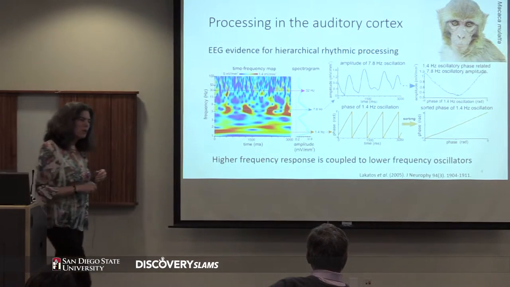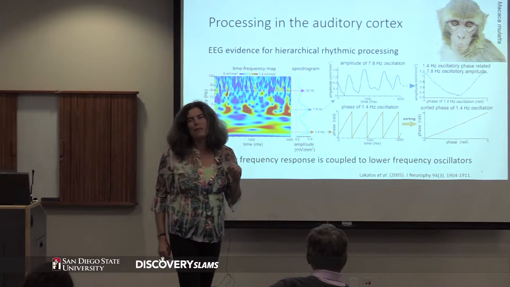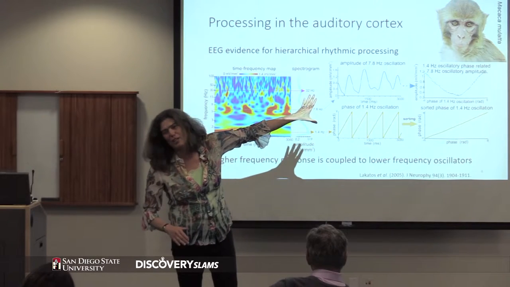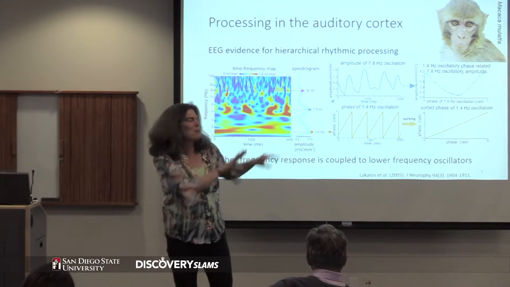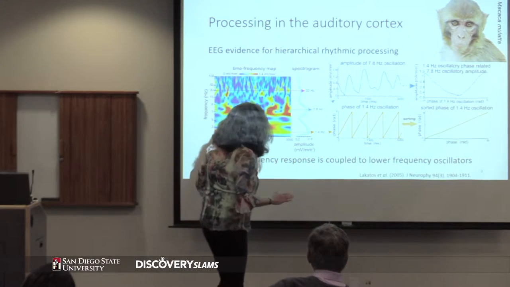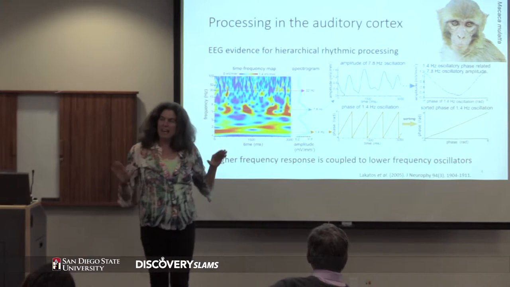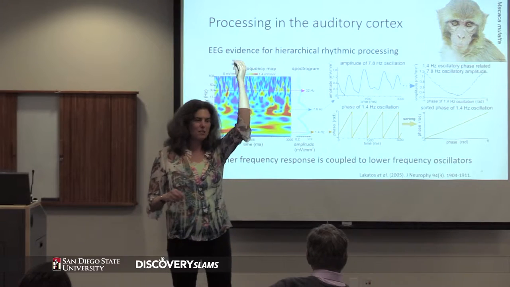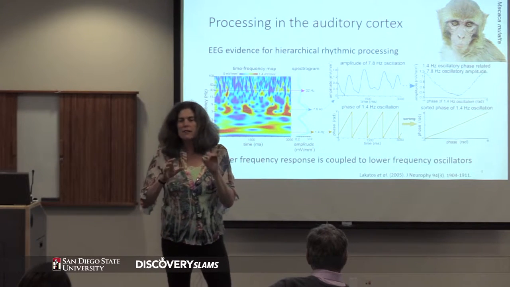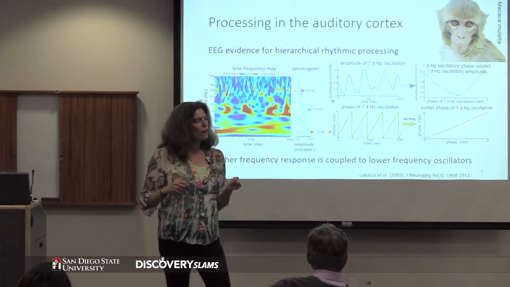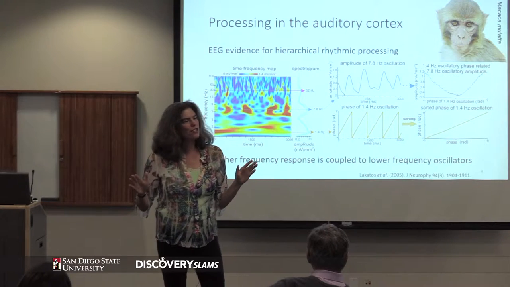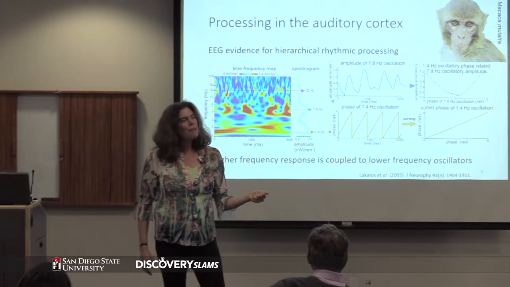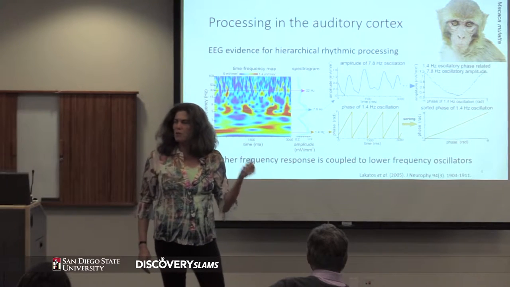I built on the work of a group led by Lakatos. I'm not going to walk you through all the details of this slide because I only have 10 minutes. I would love to, so you can ask me if you're really curious. But basically, this was work on macaque monkeys. They hooked up electroencephalograms to the monkey's brain, and then looked at how the neurons were firing. The take-home message here is that there are some neurons that are firing fairly slowly, and then you have other ones that are firing much, much faster.